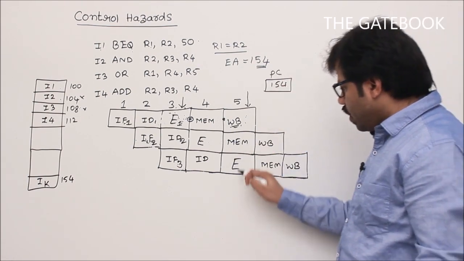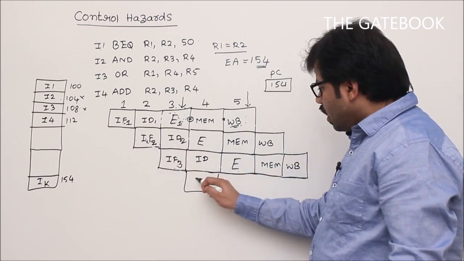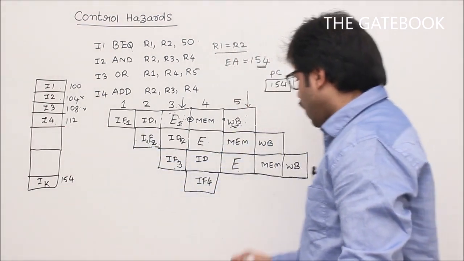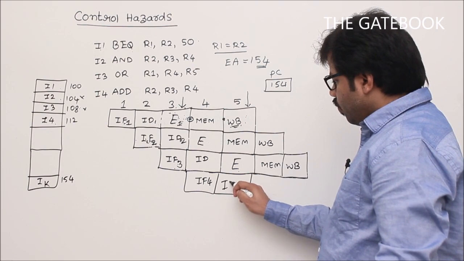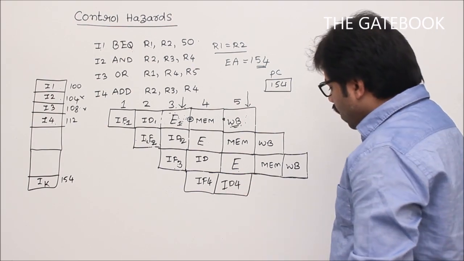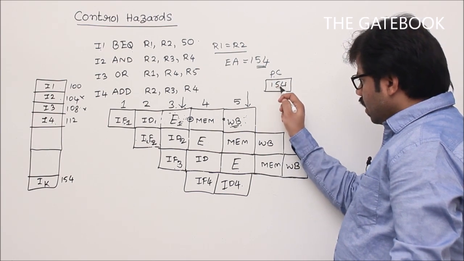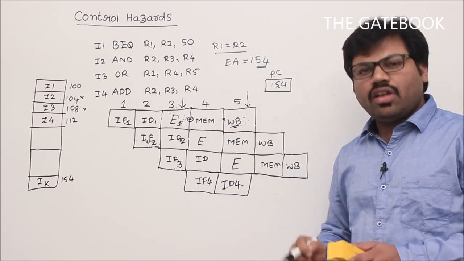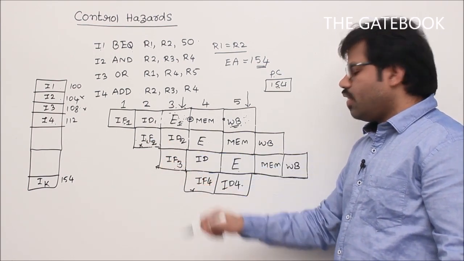By that time, if you see, the second instruction will be fetched, the third instruction will be fetched, and here the fourth instruction also will be fetched, which is I4. Then here it will be decoding, ID4. Now if you carefully observe, when you are writing the program counter result, by that time we will be decoding the fourth instruction, correct? That is absolutely wrong. So executing the second instruction, third instruction, fourth instruction, everything is wrong.